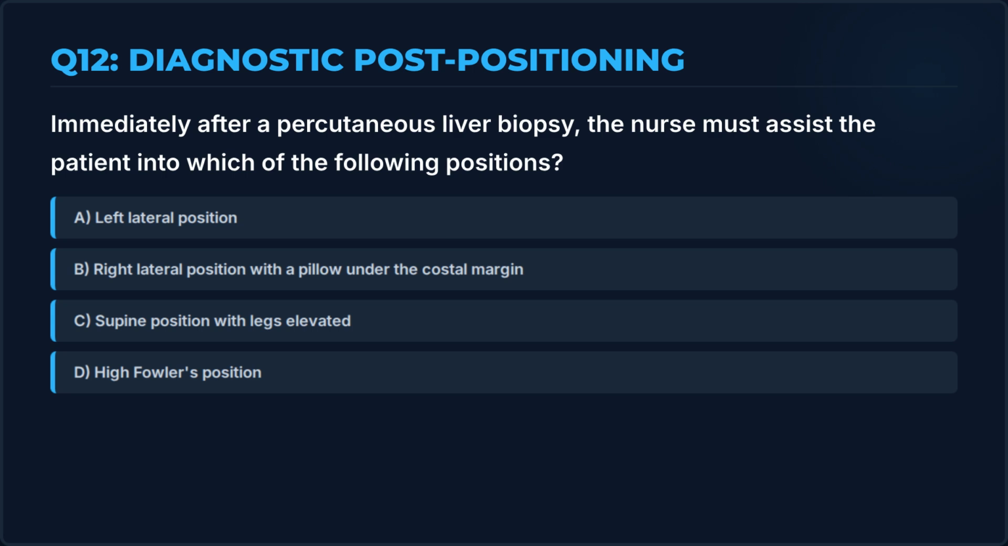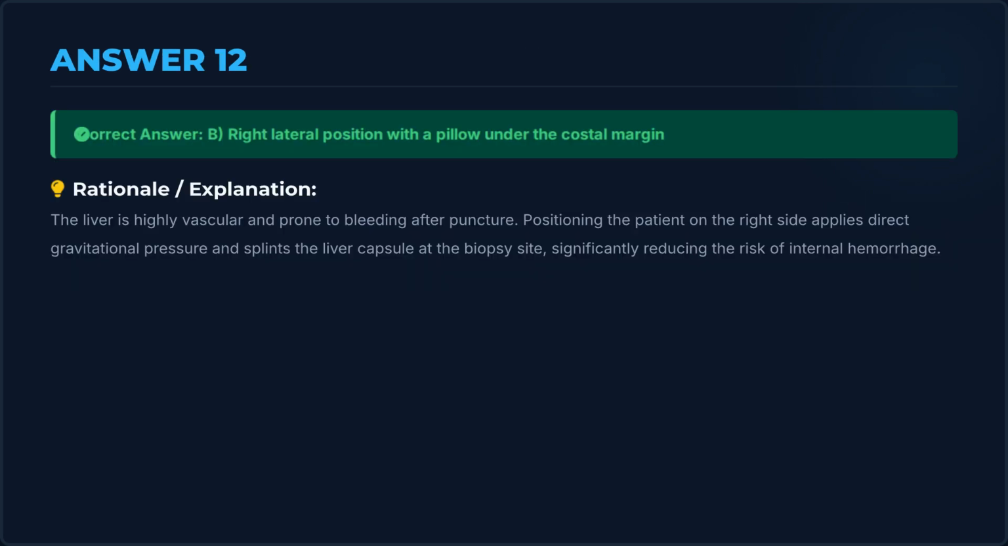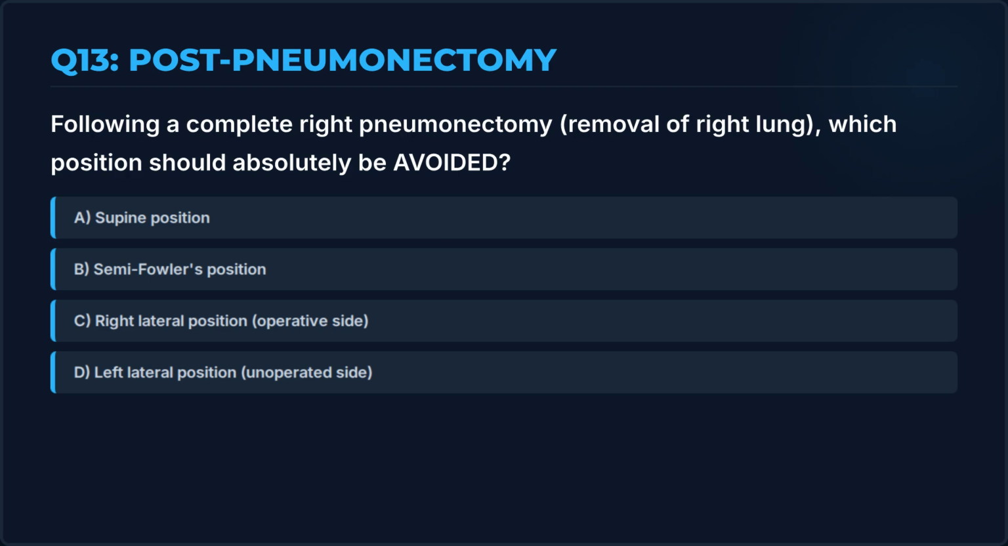Question 12. Immediately after a percutaneous liver biopsy, the nurse must assist the patient into which position? The correct answer is D, right side lying position. The liver is highly vascular. Positioning the patient on the right side applies direct pressure to the biopsy site, which significantly reduces the risk of internal hemorrhage.